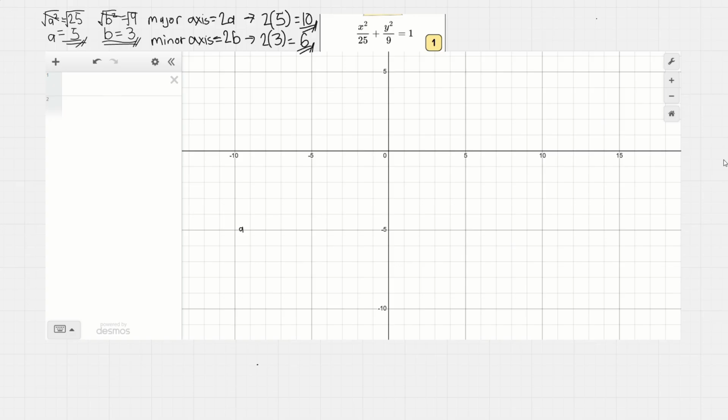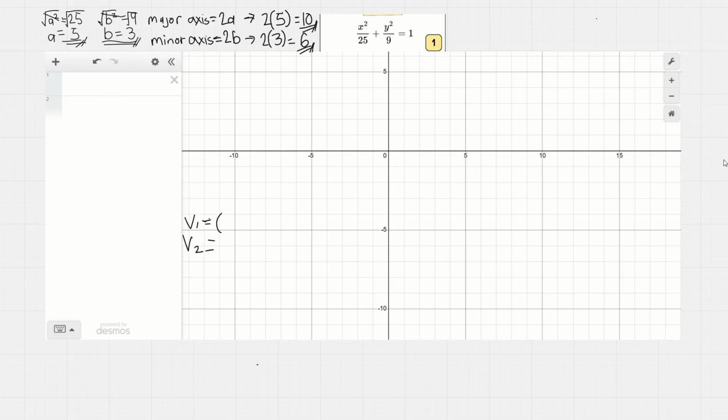Now, we can find the vertices. The vertices are the endpoints of the major axis. We can find both vertices, so we have V1 and V2. How are we going to get both values?